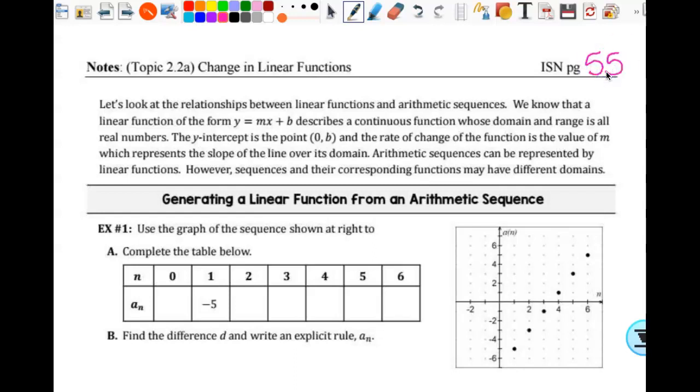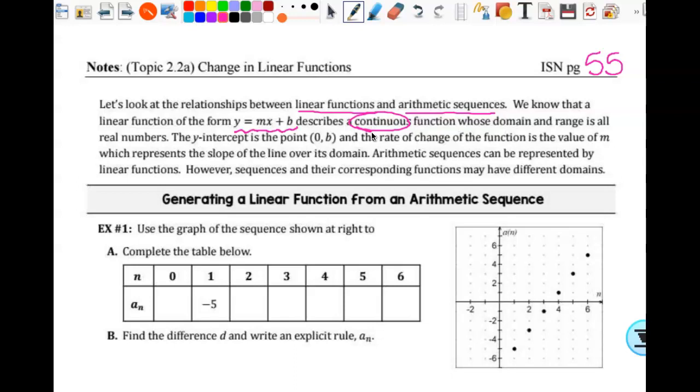So we have talked about arithmetic sequences and geometric sequences. So today we're going to look at the relationships between linear functions and arithmetic sequences, which we've already kind of seen. We know that a linear function in this form describes a continuous function whose domain and range are all real numbers. The y-intercept is the point (0, b), and the rate of change of the function is the value of m, and that's the slope of the line.